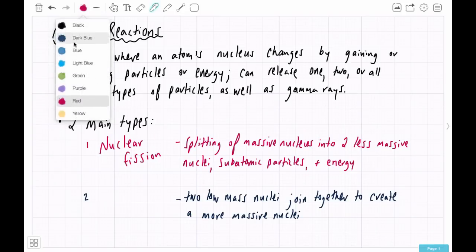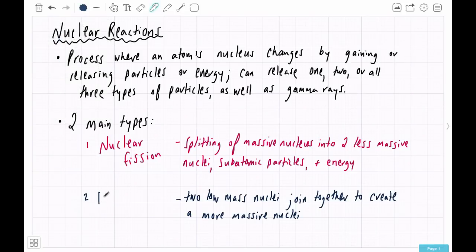The second kind that we're concerned with is nuclear fusion. Nuclear fusion is defined as two low mass nuclei which join together to create a more massive nucleus. And if you think about the root word here, fusion to fuse and fission to fissure. Fusion, fuse means come together. Fissure means splitting apart.